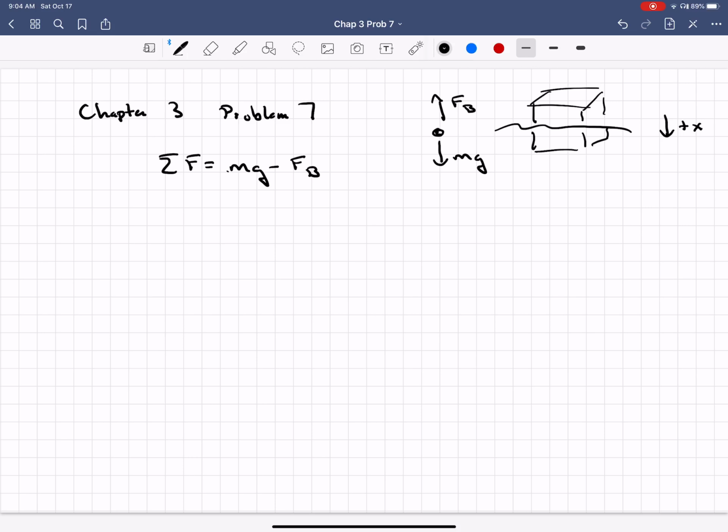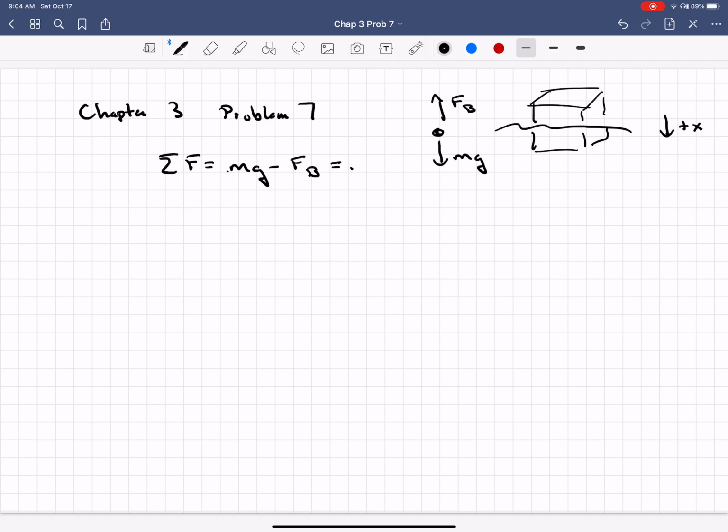So here we want to solve problem 7 in chapter 3, which is an examination of a block that's floating in water, or in some liquid, and you want to think about it as demonstrating simple harmonic oscillator properties. I'm going to declare down to be the positive x direction, and I've drawn a force diagram here that shows that the gravity force, which is the total mass of the block times g, is pulling down, and there's some force of buoyancy that is pointing up.